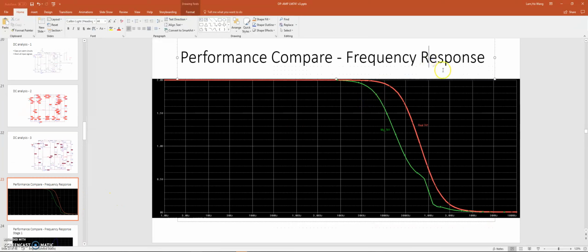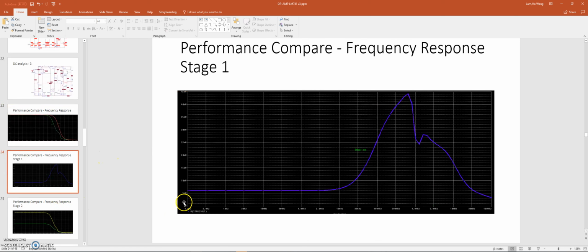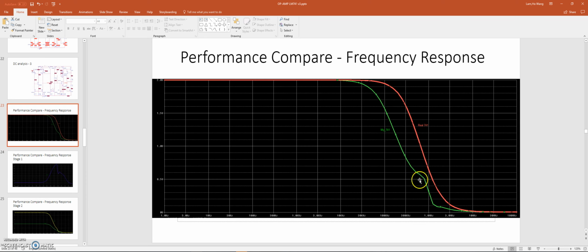Here's the frequency response of the circuit. Since we are using bipolar, like NPN and PNP instead of CMOS, our frequency response is not as good as the actual one. So we have around 30 kHz as our cutoff. Let's see why we have this weird behavior.